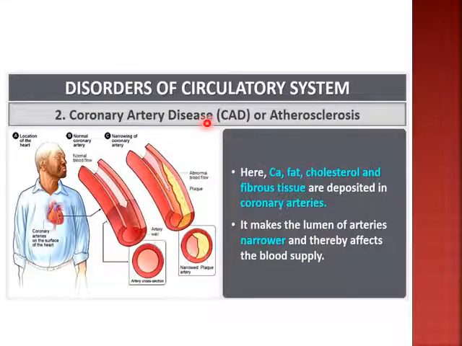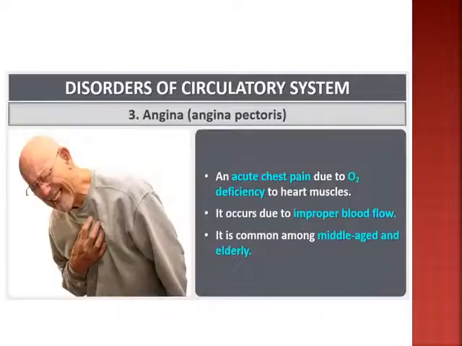The next is coronary artery disease or atherosclerosis. Here calcium, fat, cholesterol and fibrous tissue are deposited in the coronary arteries. It makes the lumen of the artery narrow and thereby affects the blood supply. Angina is an acute chest pain due to the oxygen deficiency to the heart muscle. It occurs due to improper blood flow. It's common among the middle-aged and the elderly.